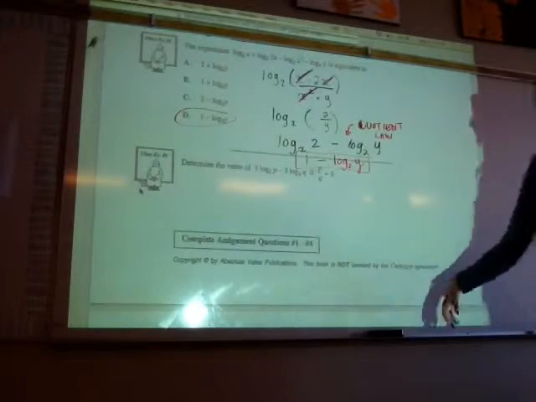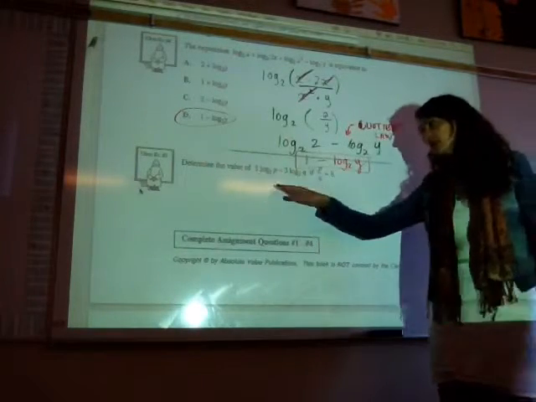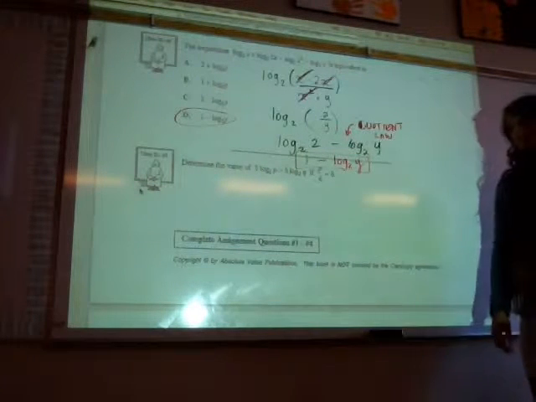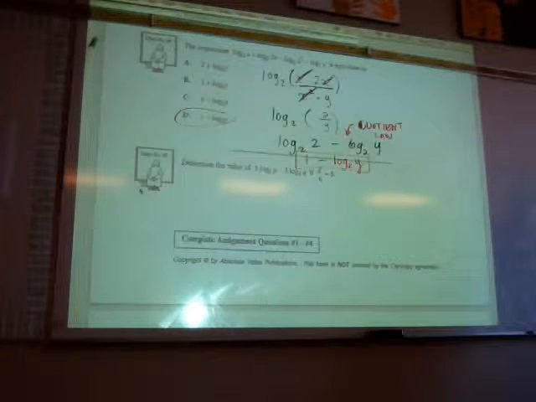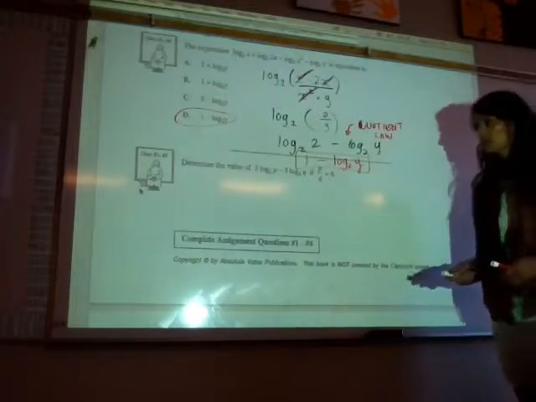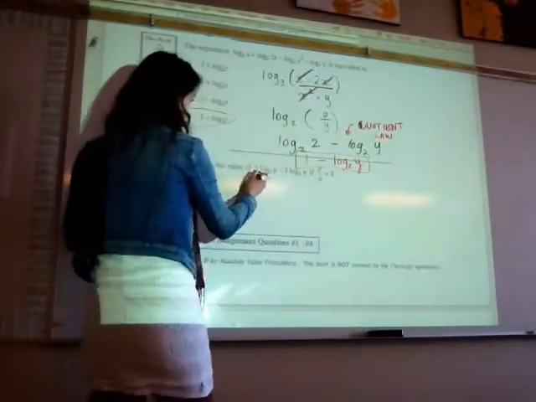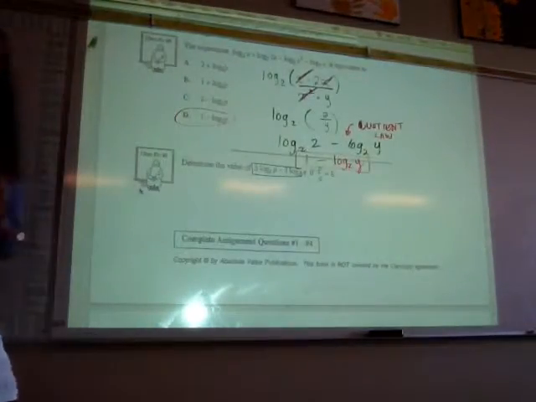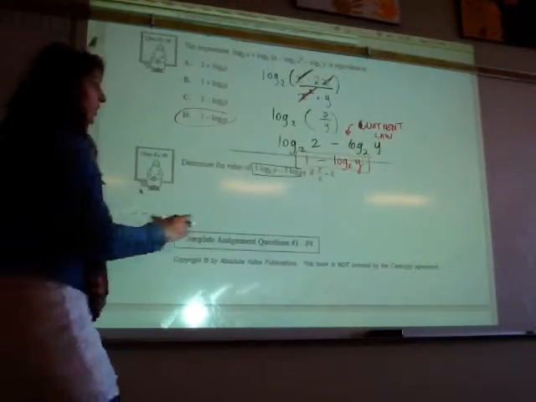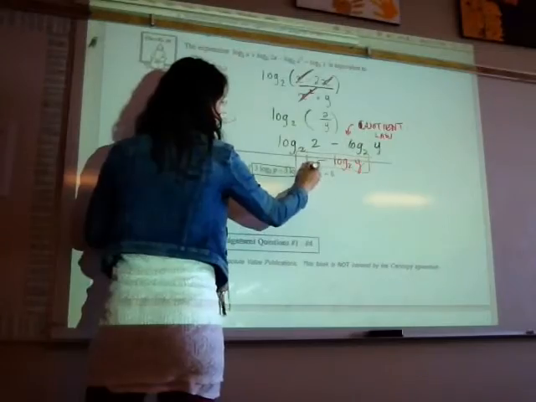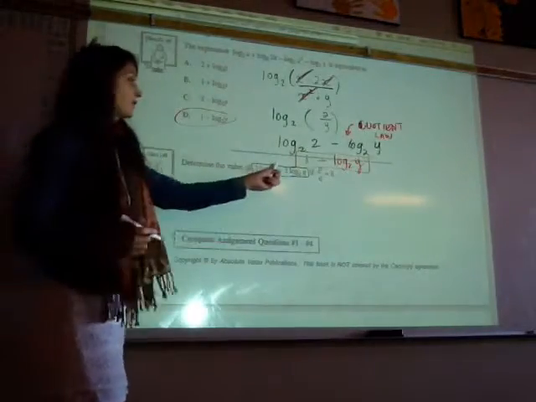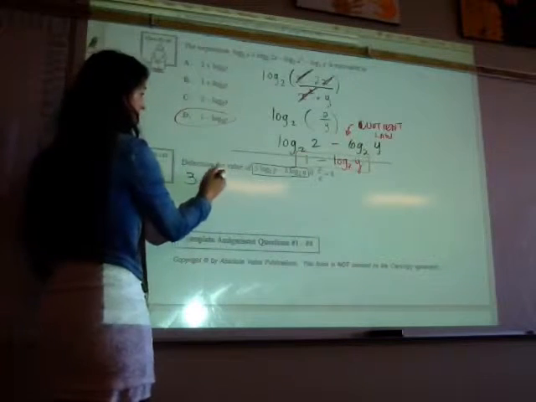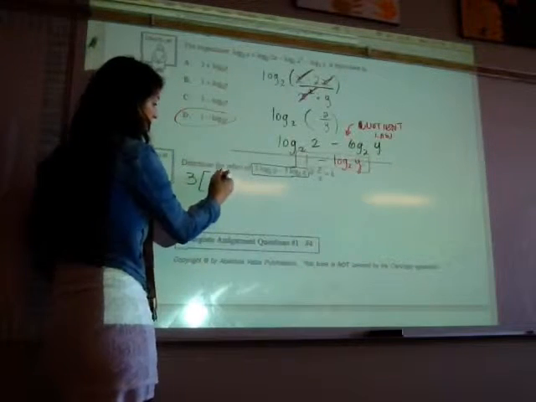Okay, next up, we have to determine the value of 3 times log base 2 of p minus 3 log base 2 of q, and then they tell us that p divided by q is equal to 8. So first, let's just deal with this statement here, and we'll consider p over q in a little bit. Okay, what do both terms have in common? 3. So why don't we factor that out? Let's just isolate the logarithms.